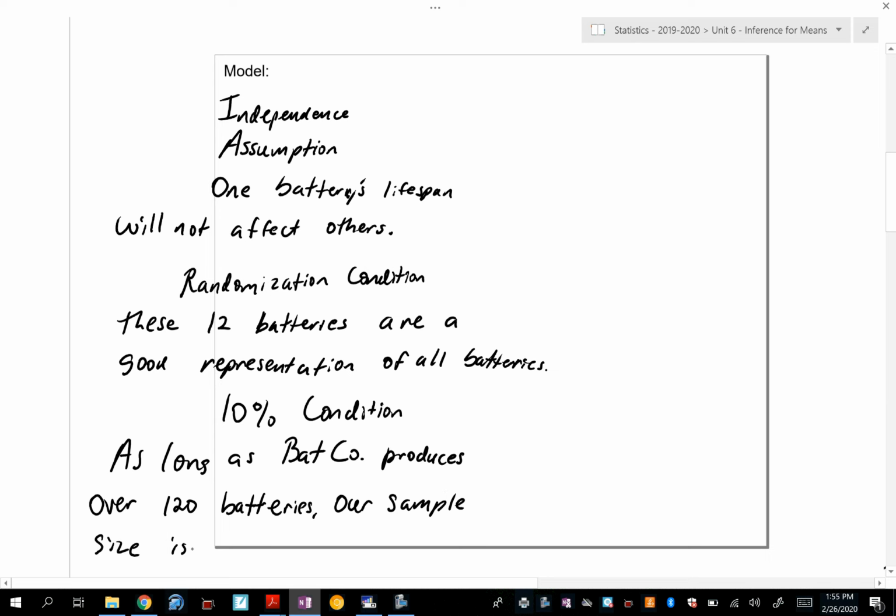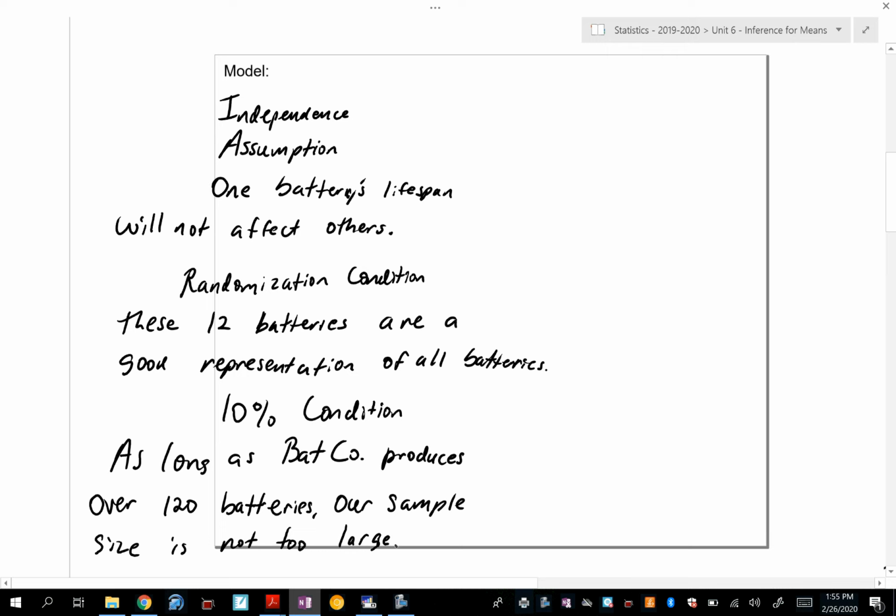Yes. I always use 12 and 2% of all batteries. Yes, you can also use that. All right. So Leslie said that she uses the sample size of 12 is less than 10% of all batteries made. Totally fine. Whatever way you want to do it, that's fine with me. I'll accept both.